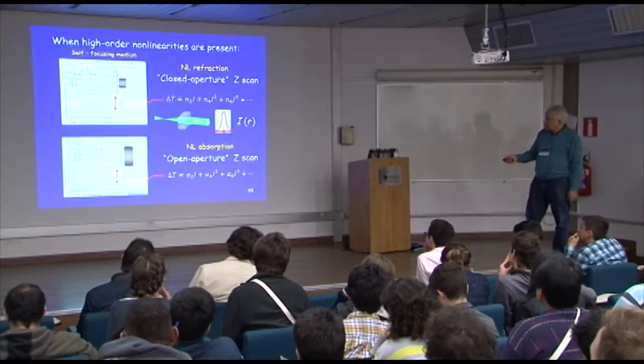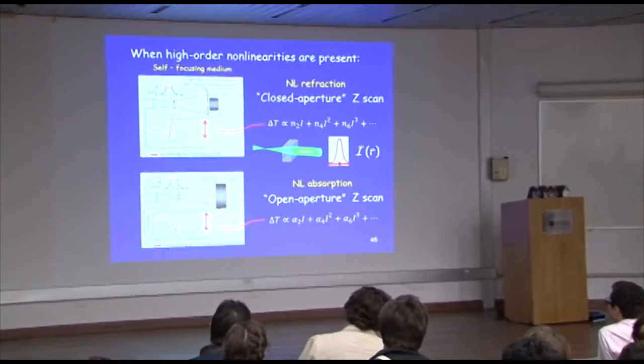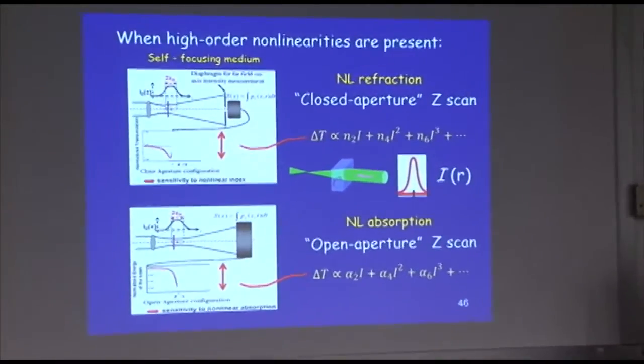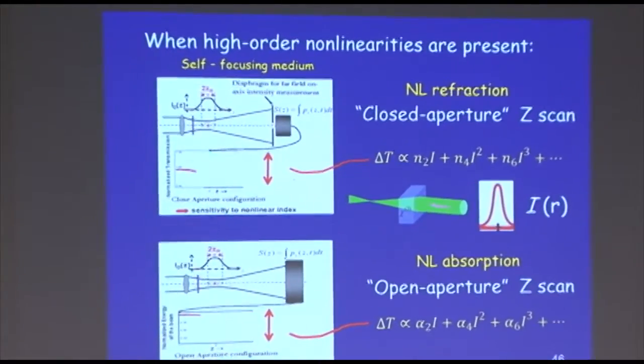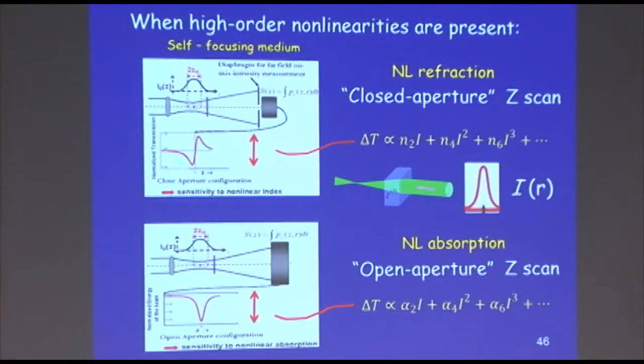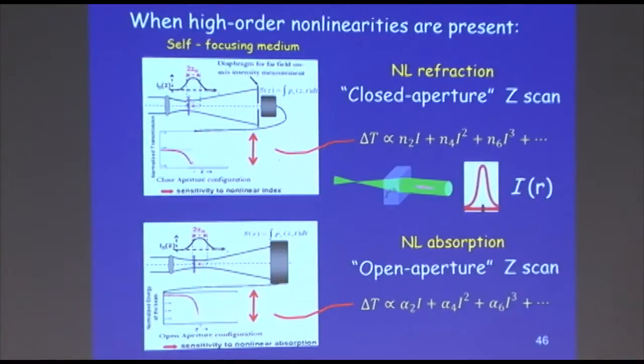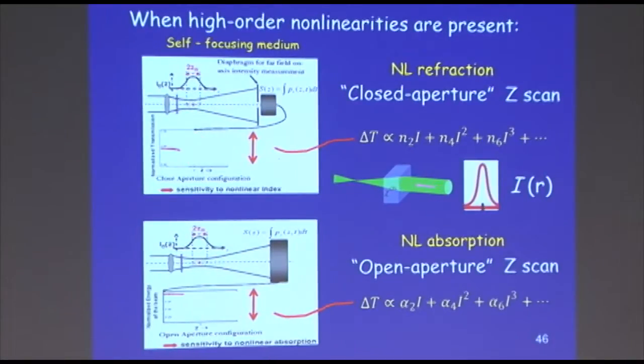So as the sample is scanning, the transmittance through the hole reduces and then increases again. And you can do some calculation in order to prove that the difference in transmittance from the peak to the valley can be written like that. So normally this Z-scan technique is used to measure chi-3 components. Here we extended it to measure high order nonlinearities.